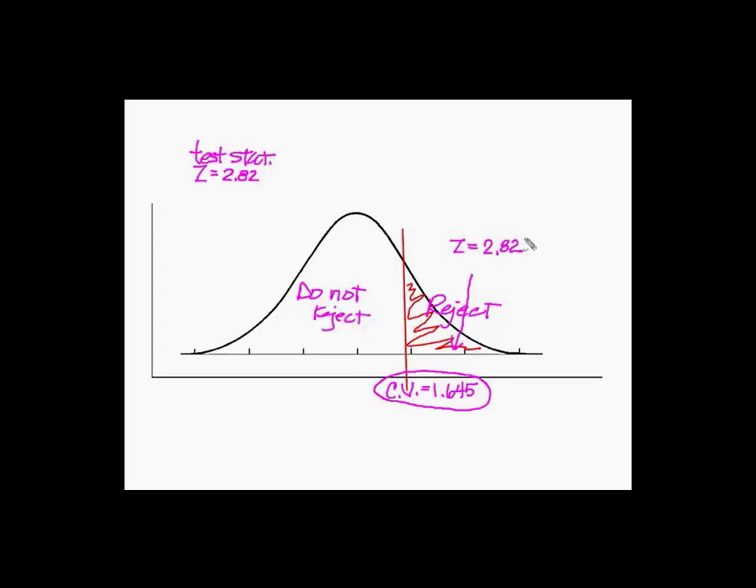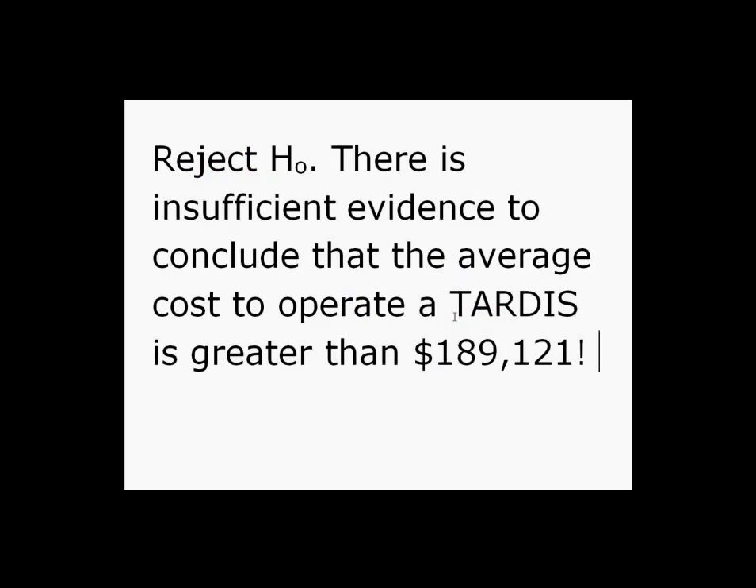So because my calculated test statistic of 2.82 falls inside this rejection area of the curve, now I can make a decision. And my decision is going to be reject H0. I'm going to reject the null hypothesis. There is sufficient evidence to conclude that the average cost to operate a TARDIS is greater than $189,121 a year.